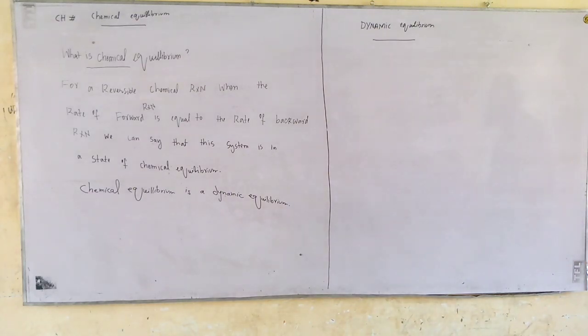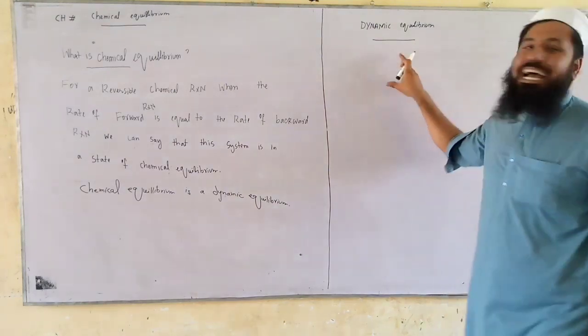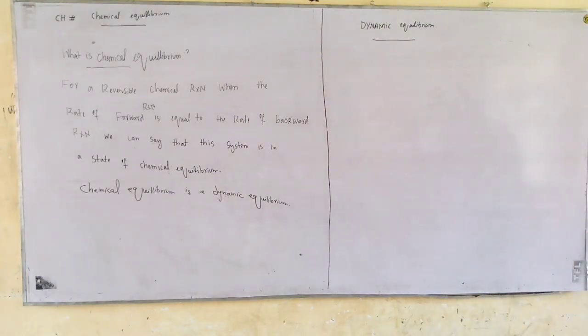You know what is dynamic equilibrium? Dynamic equilibrium is when the two opposing forces are occurring at the same rate. So we can use the term dynamic equilibrium.